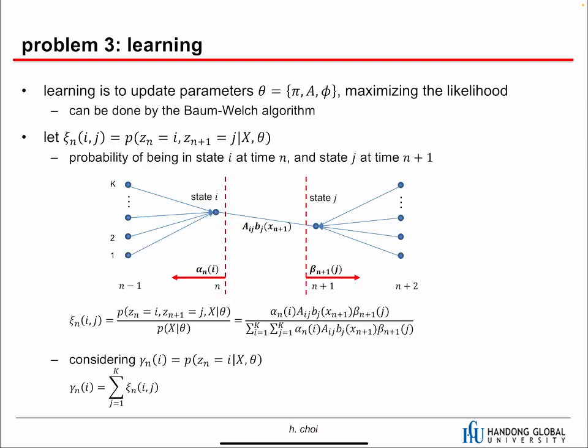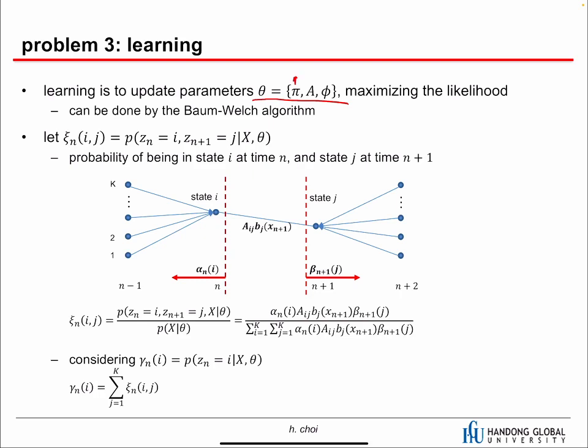And finally, we have to talk about the learning. So in problems 1 and 2, we have a trained HMM, and then we can calculate the likelihood and we can decode our observations. Now, finally, we have to learn this HMM. So learning is to update the parameter theta. Theta includes pi, A, and phi.